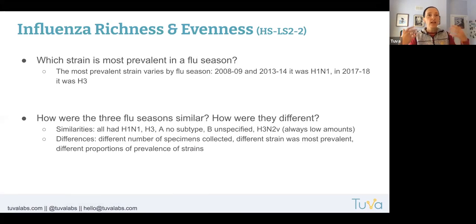And what did we see? The most prevalent strain varies by flu season. Similarities are that we see a lot of similar strains across all 3 seasons we looked at, but not exactly the same, and that the number of specimens collected, which strain was most prevalent, and the proportions of prevalence of each of those strains varied. So with influenza strains that change and have such a short lifespan, we can see how richness and evenness can vary over time.